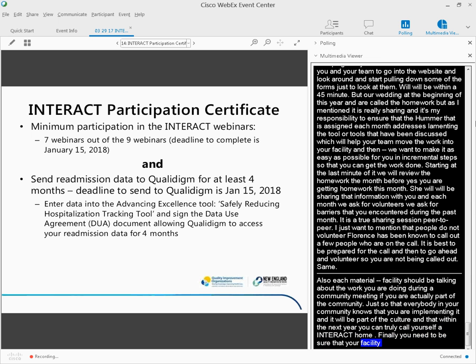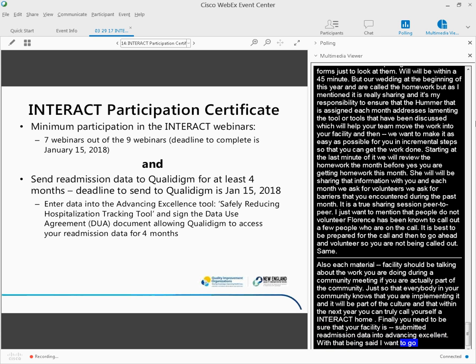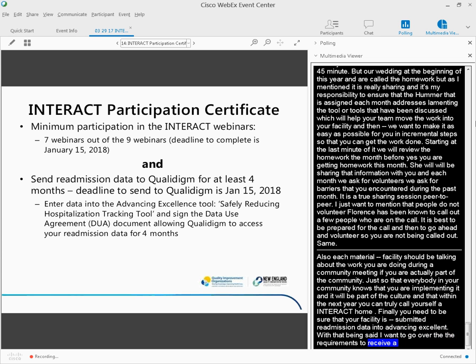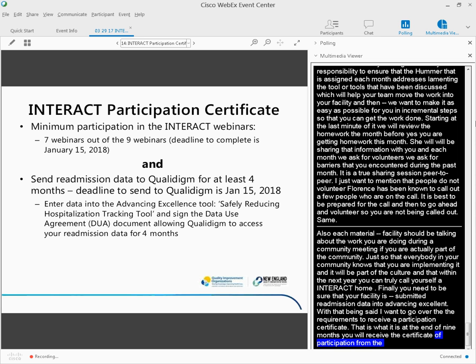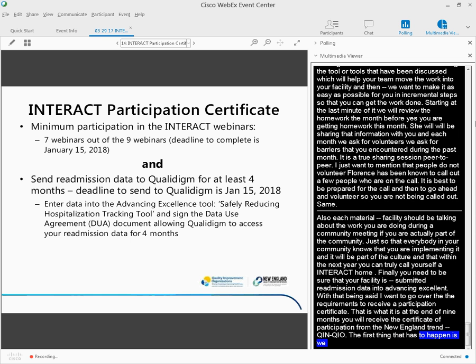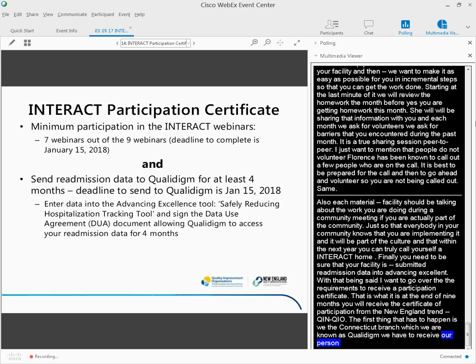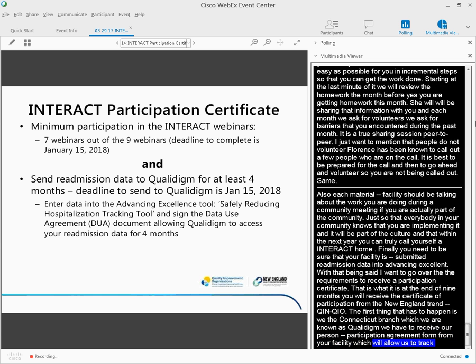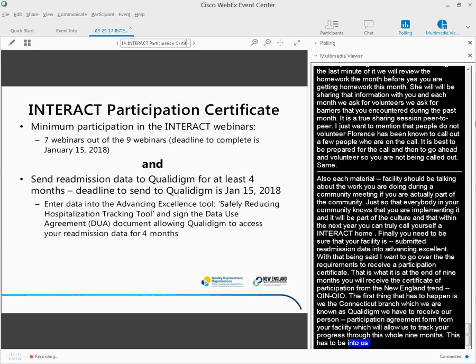So, with that being said, I want to go over the requirements to receive a participation certificate. At the end of 9 months, you will receive our certificate of participation from the New England QIN-QIO. The first thing that has to happen is that Connecticut, which we are known as Qualidigm, has to receive a participation agreement form from your facility, which will allow us to track your progress through this whole 9 months. This has to be into us by April 15th.